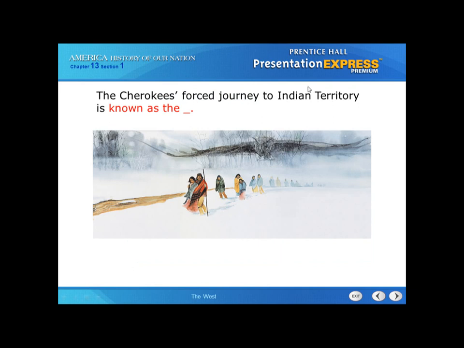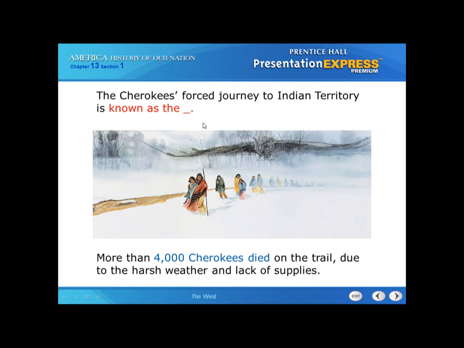The Cherokees' forced journey to Indian Territory is known as the Trail of Tears. More than 4,000 Cherokees died on the trail due to the harsh weather and lack of supplies.